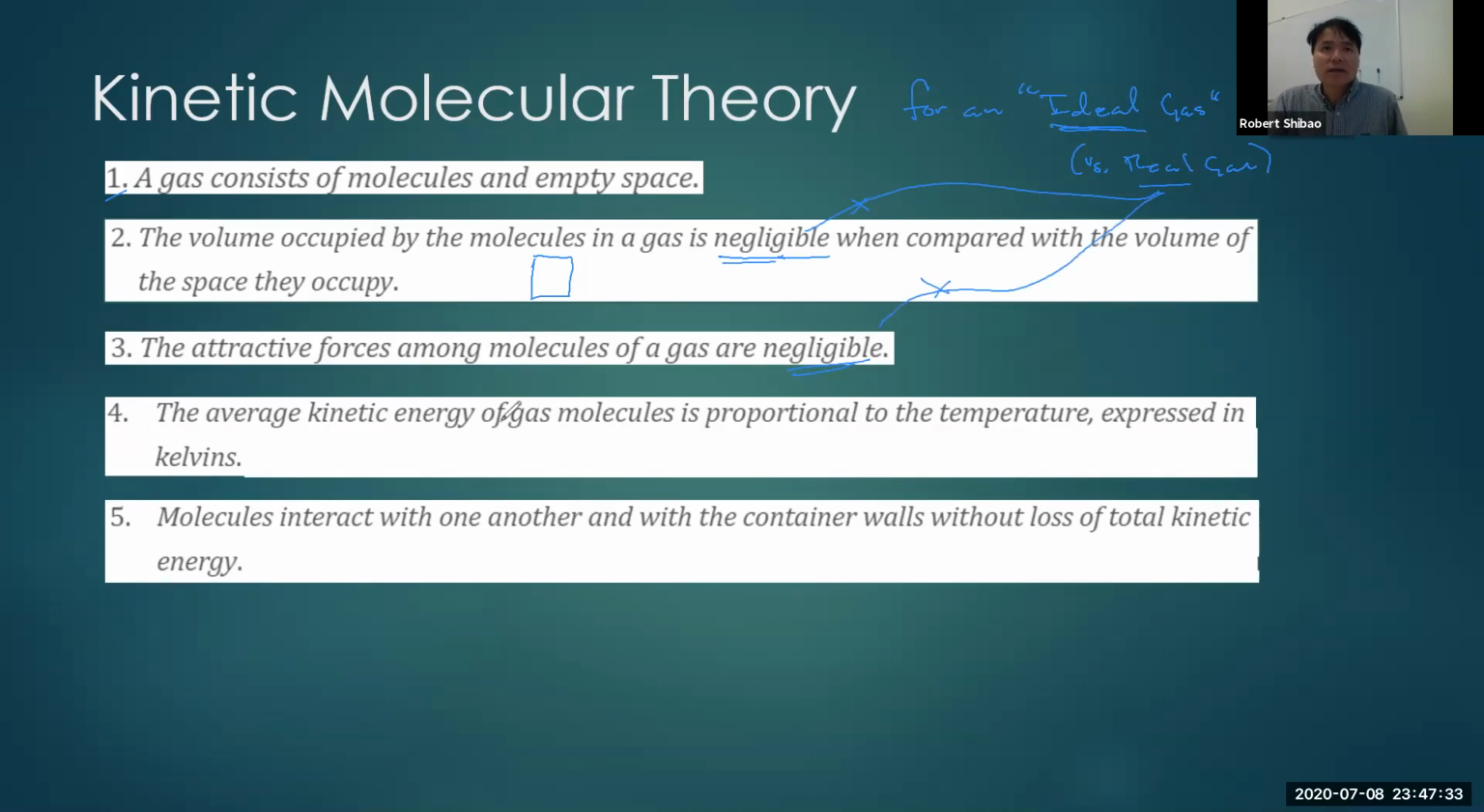4, the average kinetic energy of a gas molecule is proportional to temperature. So temperature and average kinetic energy are kind of two of the same thing, expressed in kelvins. Kelvins, the temperature we use. Molecules interact with one another and with the container walls without loss of total kinetic energy. And so what this says is there are two types of collisions. There's something called an elastic collision versus an inelastic collision.